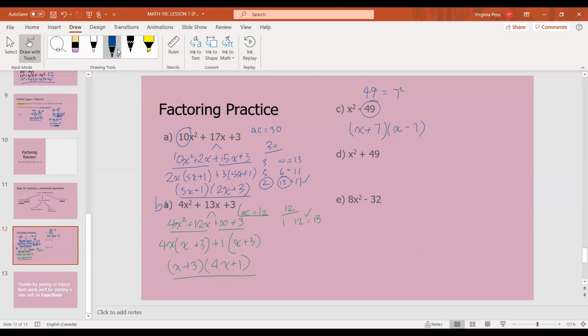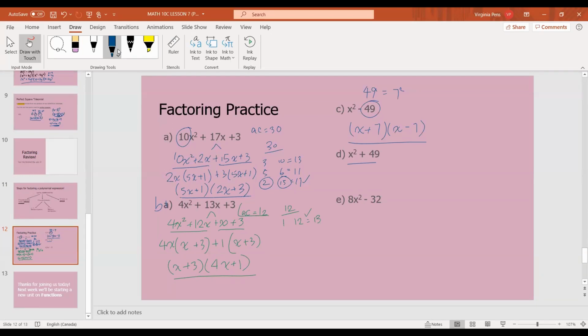Okay, next question. X squared plus 49. So this is kind of like the first one, except the sign of 49 is different. Now this sign makes all the difference because with this sign, we can no longer factor it at all. This is literally the factored form. So don't make the mistake of thinking, oh, this is like a difference of squares. 49 is 7 squared.